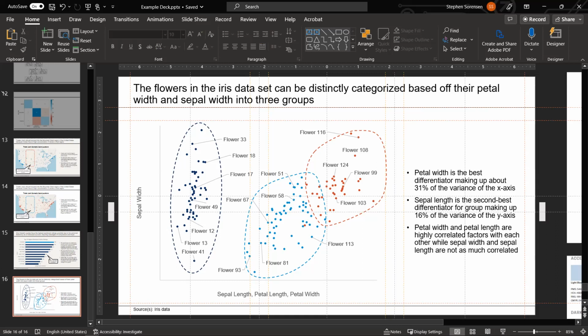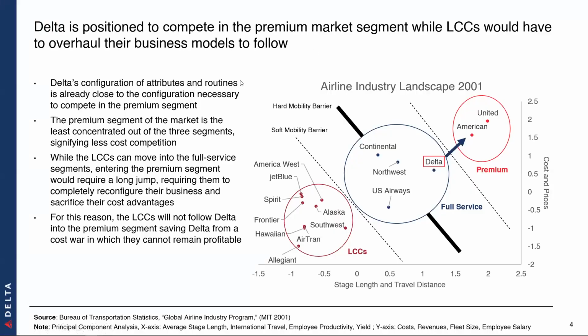Really quickly, I want to show you what another PCA analysis looks like, with more of a business use case. So let me bring that up. Here's an example of a principal component analysis I did with the airline industry. You can see that I have the different factors that the airline industry was rated on. We have stage length and travel distance on this axis, and then we have cost and prices on this axis.